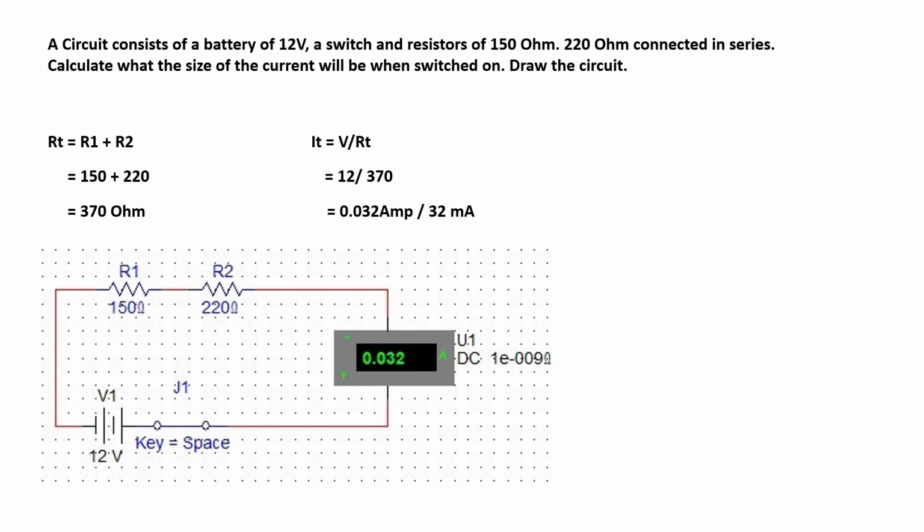You've got R total equals R1 plus R2, so 150 plus 220 is 370 ohm. I total equals V over R total, which is your 12 volt over your 370 that you calculated, and it calculates to 0.032 amps or 32 milliamps. And this is the circuit that you should draw.